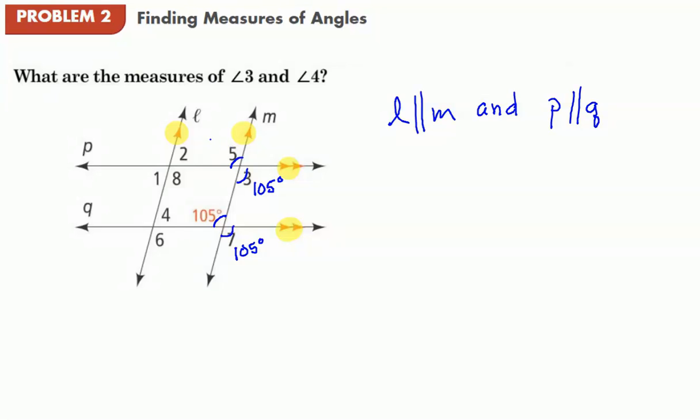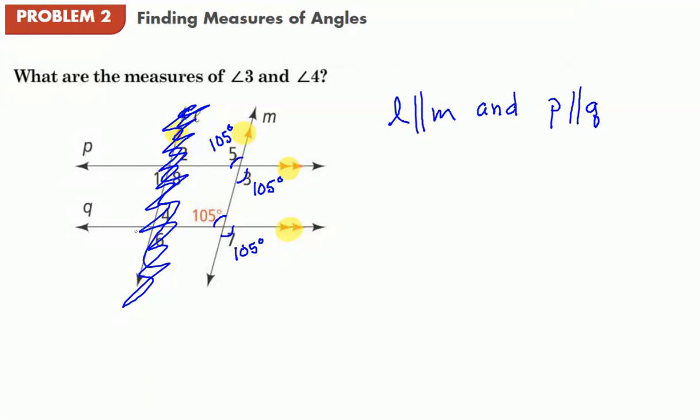Angle 5 is 105 degrees, because they cross each other. So here's me dealing with this here. All I've done is ignore everything here, and here is what I get. I get 7, 3, and 5. They're all 105 degrees.